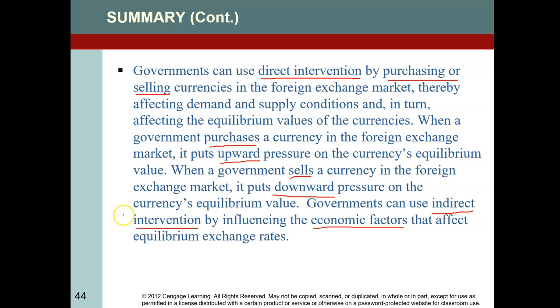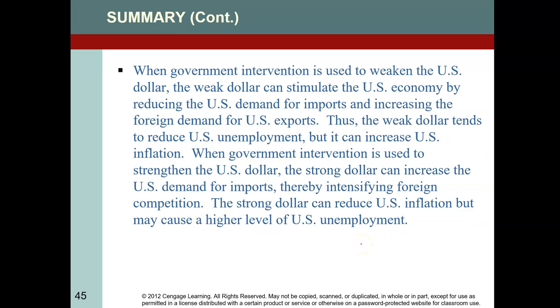Okay, and for indirect intervention, we have 5 economic factors that the government can affect, so they can affect the exchange rates in the end. Okay, the 5 factors are the change in inflation rate, the change in interest rate, the change in income, government control, and expectation. Okay, the same 5 factors we learned in the previous chapter.